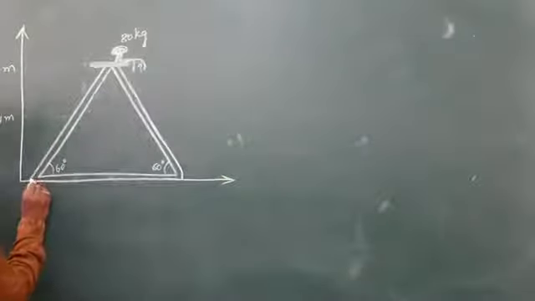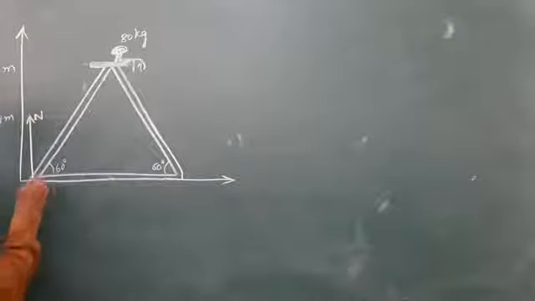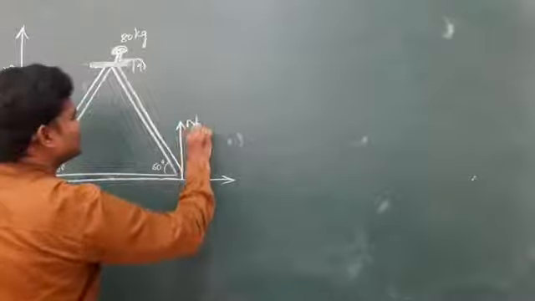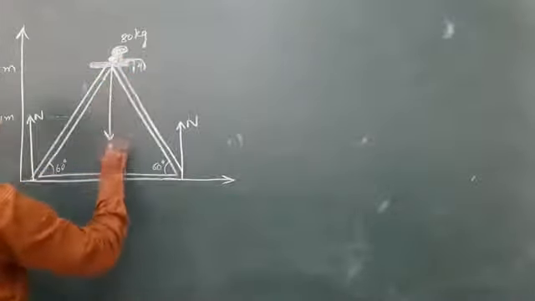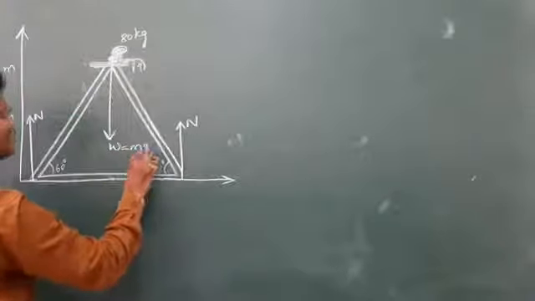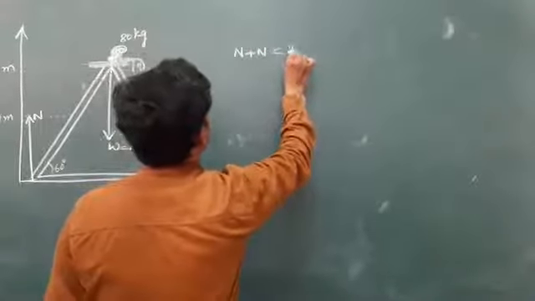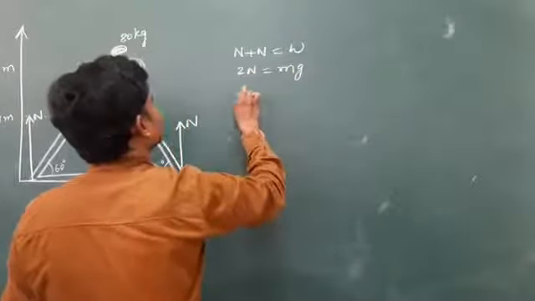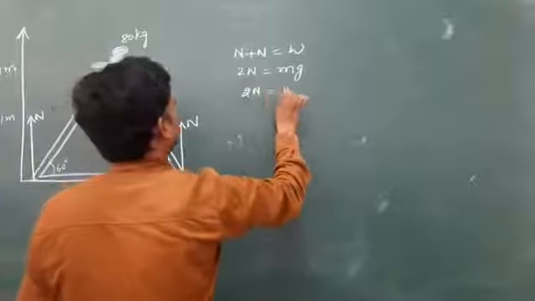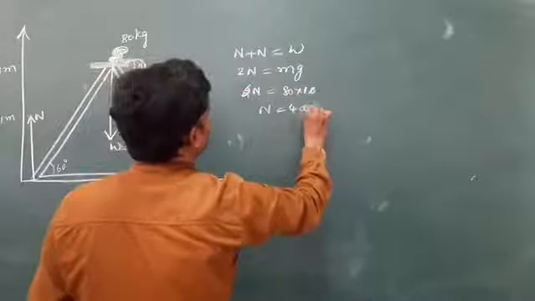Here there will be a normal reaction force because there is contact. Let us consider this is N. If this is N, of course this is also N, because same. And the weight of this person acts exactly downwards, which is equivalent to Mg. So for translational equilibrium, N plus N, the upward forces, are equal to the downward forces. Downward force means W, so 2N equals Mg, that is M into g. So N is equal to 400 Newton.